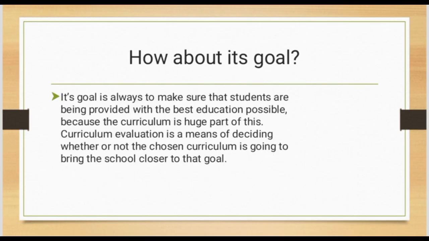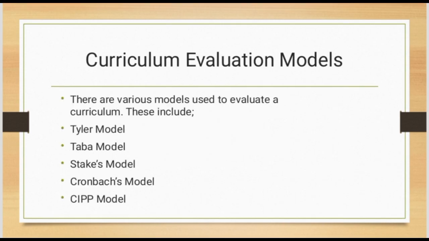How about its goal? Its goal is always to make sure that students are being provided with the best education possible, because the curriculum is a huge part of this. Curriculum evaluation is a means of deciding whether or not the chosen curriculum is going to bring the school closer to that goal. So here are some of the various models used to evaluate a curriculum. These include the Tyler model, Taba model, Stake's model, Cronbach's model, and CIPP model.